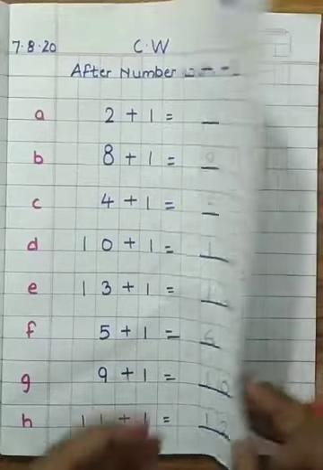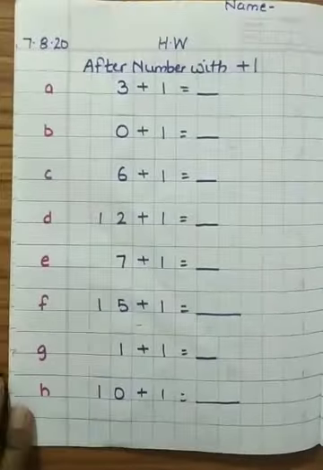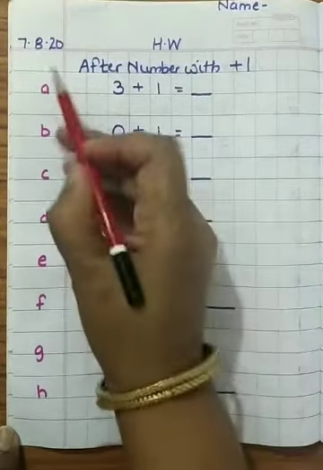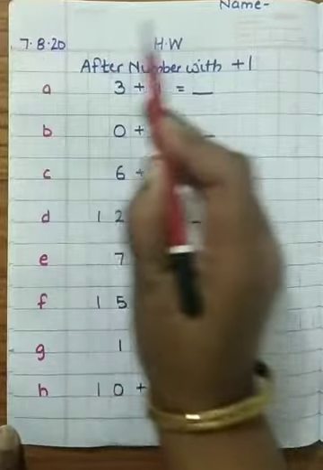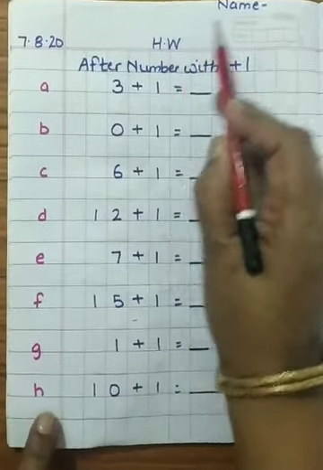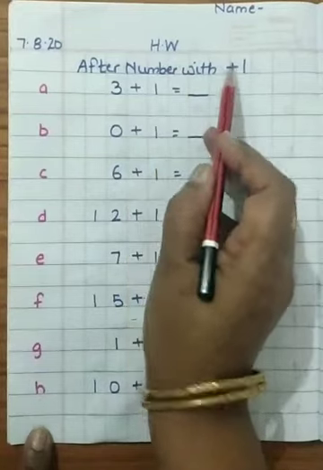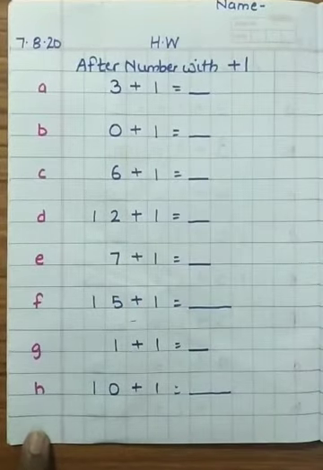Now for your homework, you have to do this page. You have to write today's date, that is 7th of August 2020. Then HW is homework and your name. After number with plus 1. Aapko ye pure complete karne hain.